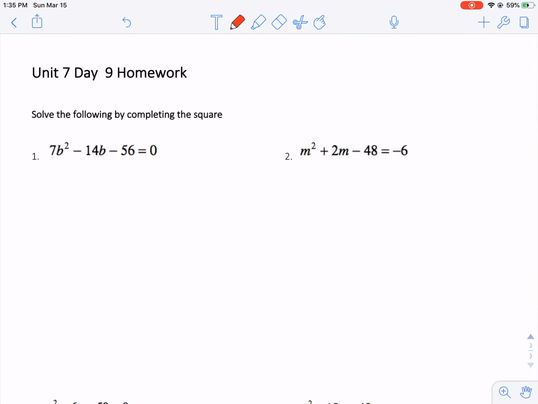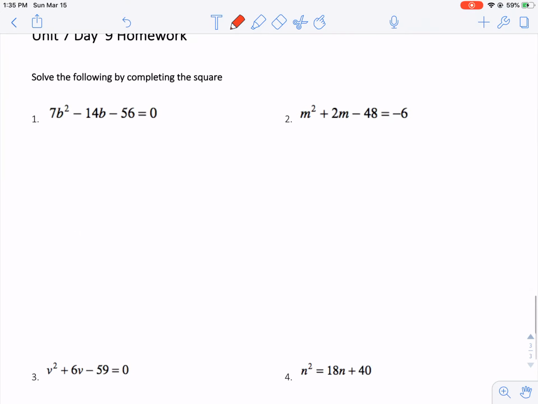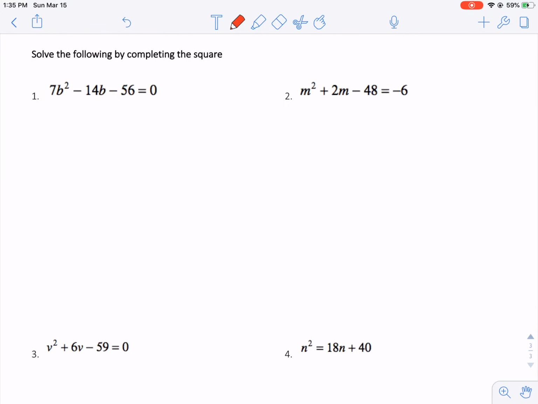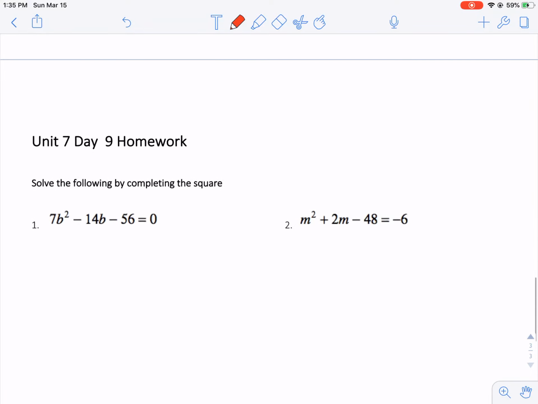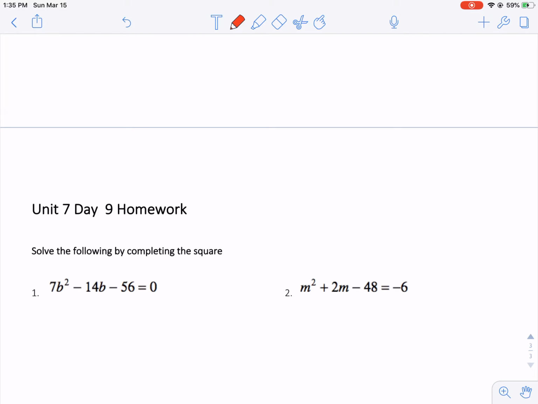All right, completing the square. It's tedious. It's got 4 steps. I walked you through 3 problems. We are asking you to try 4 of them for the homework that accompanies day 9. Good luck.